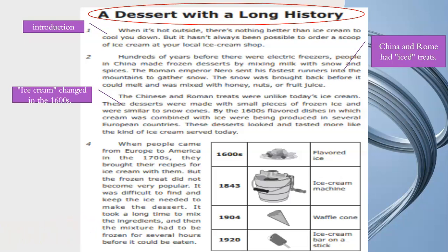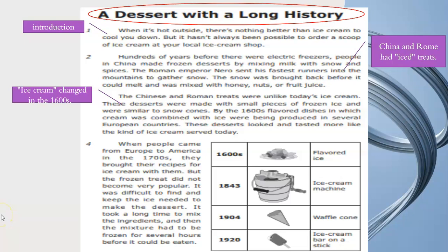When people came from Europe to America in the 1700s, they brought their recipe for ice cream with them. But the frozen treat did not become very popular. It was difficult to find and keep the ice needed to make the dessert. It took a long time to mix the ingredients, and then the mixture had to be frozen for several hours before it could be eaten.